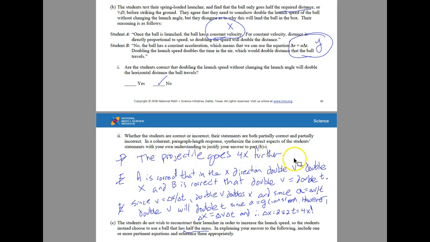I'll do it one more time. If I double in this equation, if I double velocity, okay, if I do that, that will double my x. In this equation, if I double my velocity, it will double my time. And because both of those are true, then I need to look at this equation again and say, well, if I double velocity, I also have to double the time because of the second equation. And if that's true and I double both of those, I will get 4 times the position change. So this one's a little bit harder to explain.